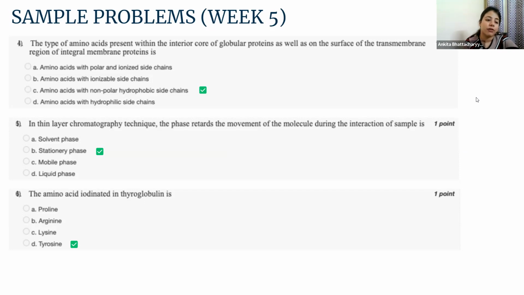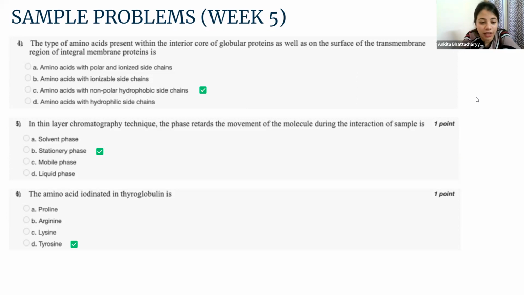Then coming to question number 5, this is a fairly direct question. In thin layer chromatography technique, the phase that retards the movement of the molecule during the interaction of the sample is A, the solvent phase, B, the stationary phase, C, the mobile phase, or D, the liquid phase. Here the answer is that it's the stationary phase, which can retard or impede the movement of the molecule when interacting with the sample. Fairly direct question.